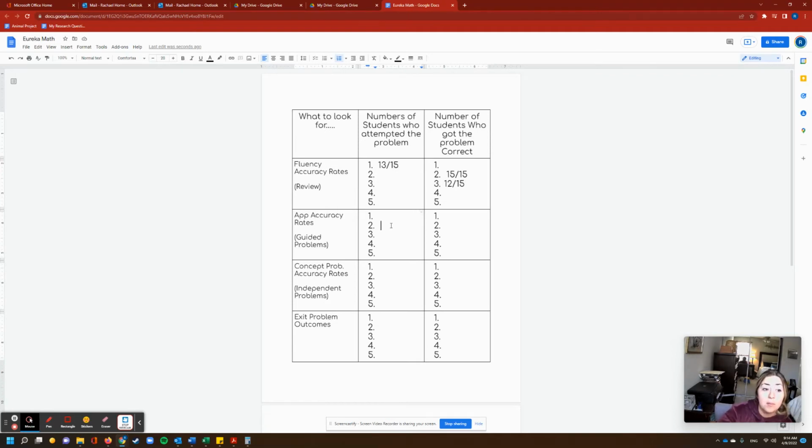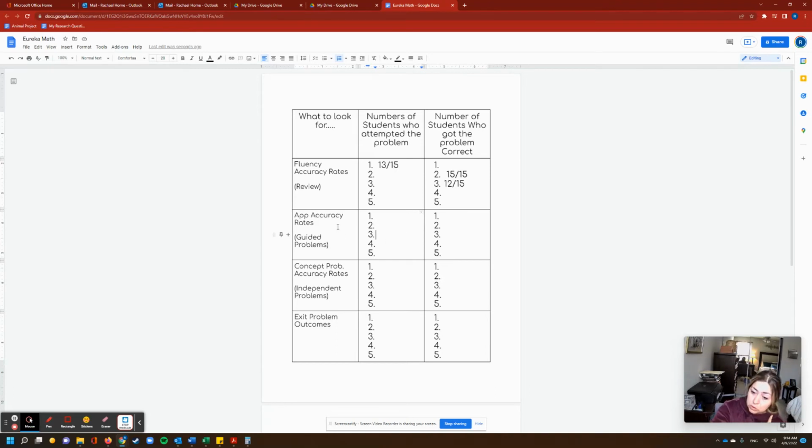Then for application problems, it's the exact same thing. You may not use one through five. Let's say you only have three application problems. Again, you can look for who attempted or you can look for just accuracy. Either one is okay with me.